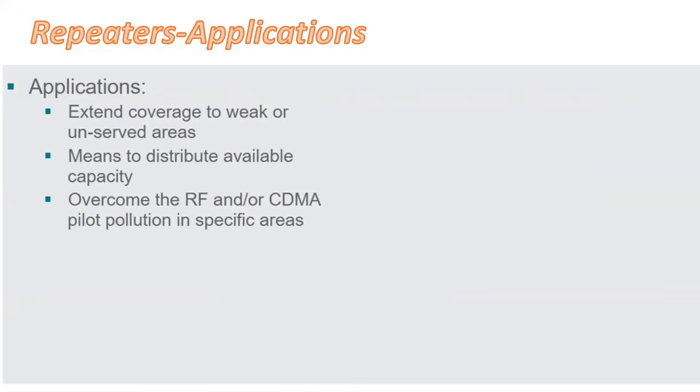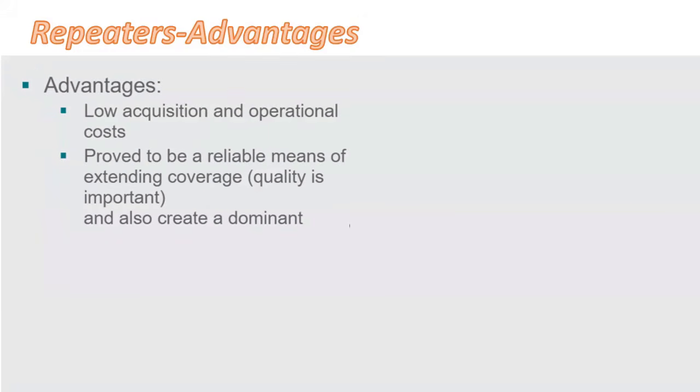Repeaters are used to extend coverage to weak or unserved areas where dedicated capacity is not required. In other words, the use of repeaters can be seen as a means of distributing available coverage and capacity. The use of repeaters to provide in-building coverage is very popular since it involves low acquisition and operational cost. This technique has also proved to be reliable for extending coverage and also to create a dominant area.